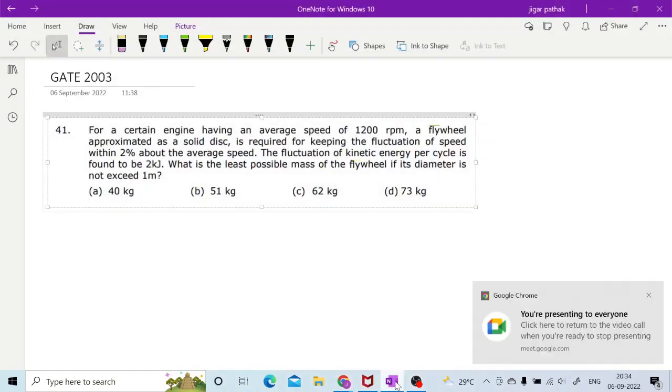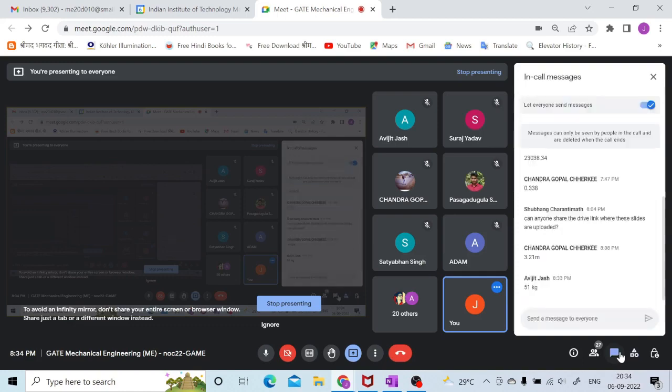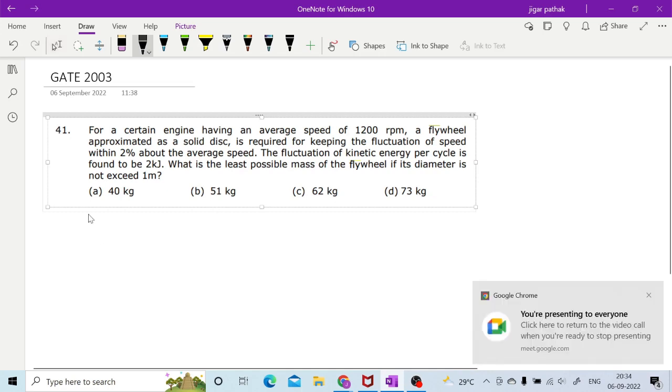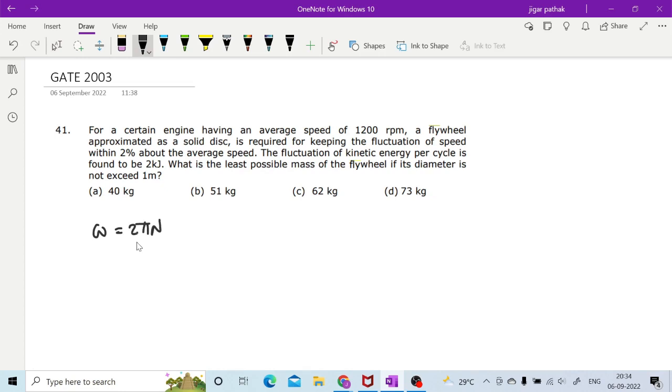All of you are done? Yes, 51 kg is the correct answer, because what you have to do is calculate omega from the mean speed or mean rpm given, right? That will be around 125.66 radian per second, right? Then this delta E or E, as we have seen, is I omega square k.